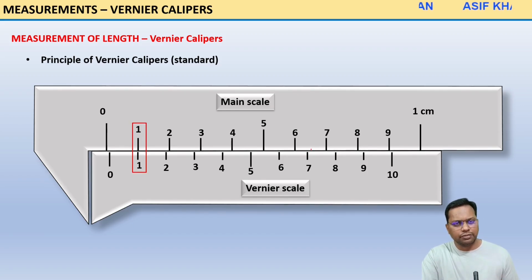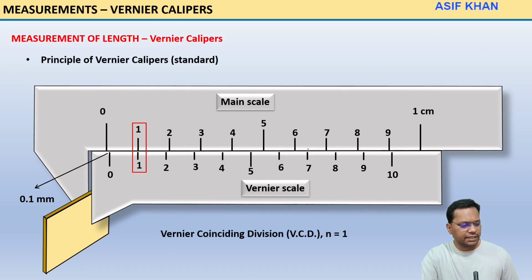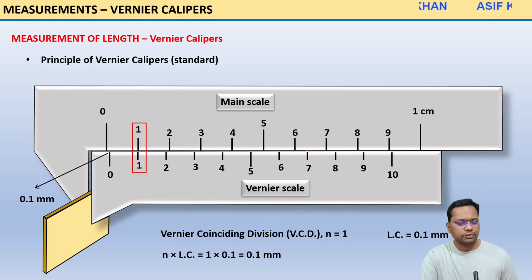And how do we calculate this? This gap is equal to, here the first divisions are coinciding and the gap that is created is 0.1 mm. Therefore, if you insert a sheet which has a thickness of 0.1 mm, that can be measured by using the Vernier calipers. The Vernier coinciding division here is 1, and the least count we have already calculated, that is 0.1 mm. The total reading will be the least count into the Vernier coinciding division, that is 0.1 mm.